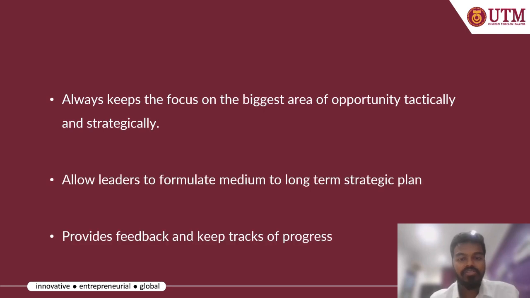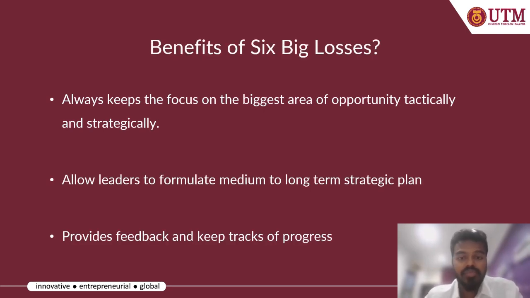Okay, so the benefits of the 6 big losses. The 6 big losses always keep the focus on the biggest area of opportunity, tactically and strategically. It allows leaders to formulate medium to long-term strategic plans. It also provides feedback and keeps track of progress. To put it in simpler terms, in the short term, the 6 big losses provide additional information that aligns with an external OEE. And in the long term, they make it easier to identify effective countermeasures for equipment-based losses.